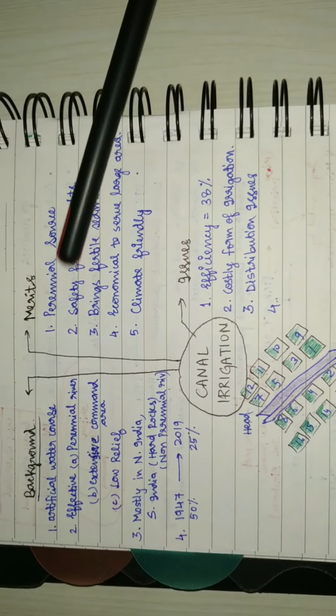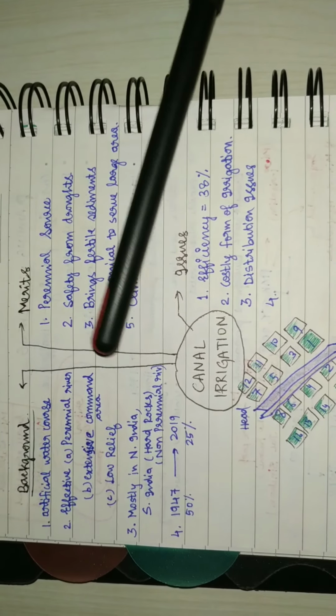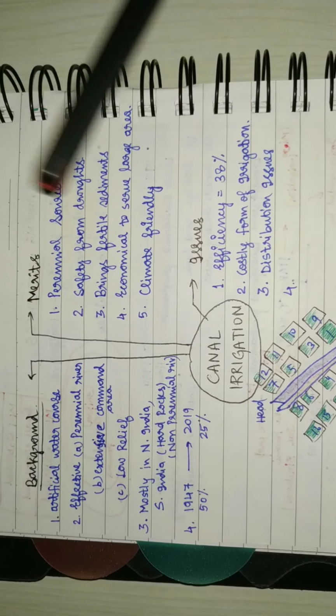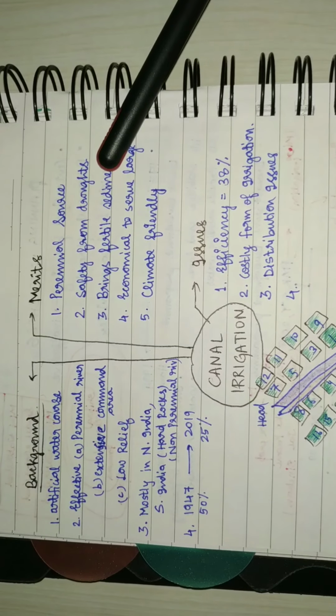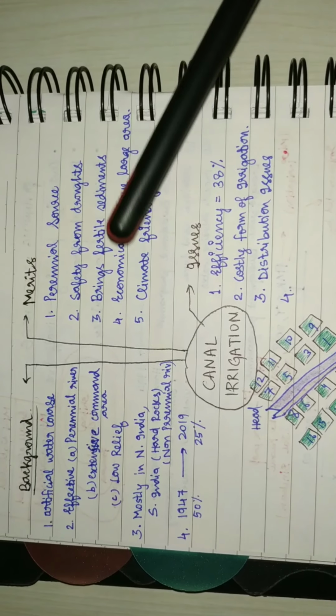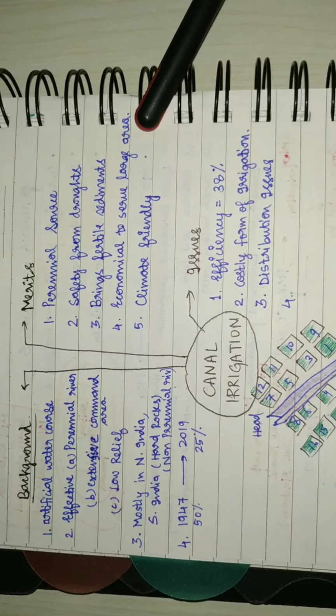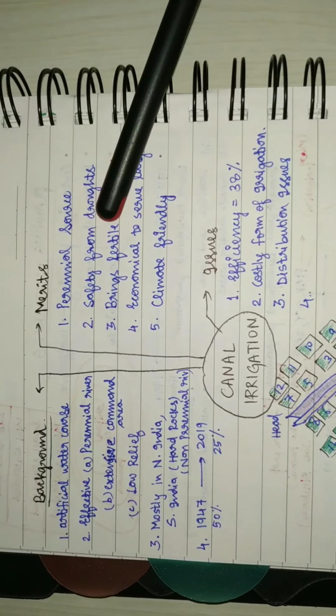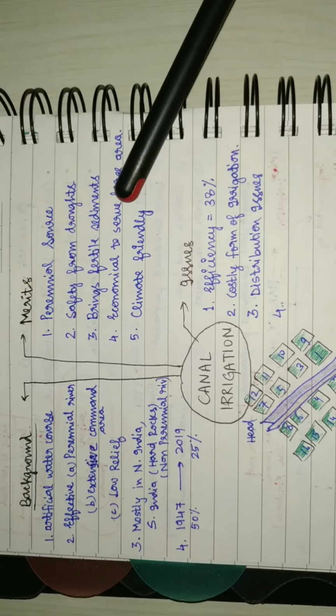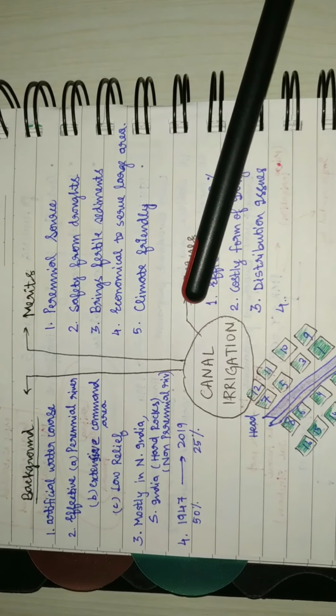First, it's a perennial source. It provides safety when there is drought. It brings fertile sediments. It's economical to serve a very large area without the usage of any electricity. Since there is no use of electricity, it's very climate friendly, right?